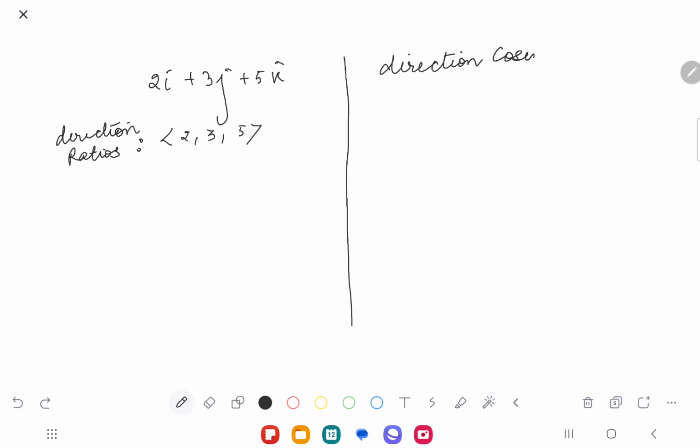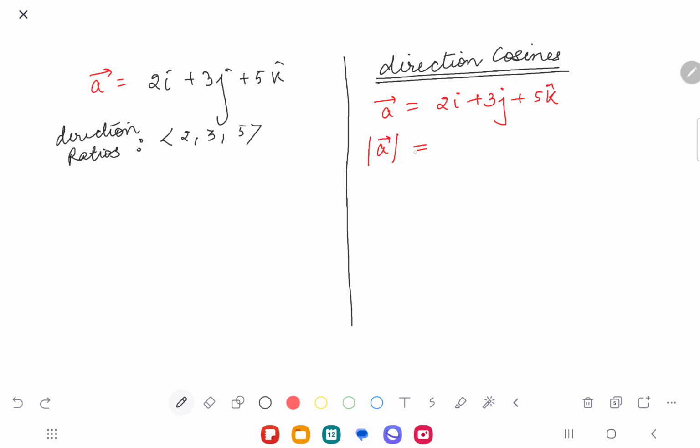So, how do we calculate direction cosines? What are we going to do? We are going to have the vector. So, let's name this vector A. This vector A is 2 i cap plus 3 j cap plus 5 k cap. So, what is the magnitude of A? What is the length of this particular vector? 2 square plus 3 square plus 5 square under root. That's what we have learned up till now. So, that shall be 4 plus 9 plus 25. Are you understanding?